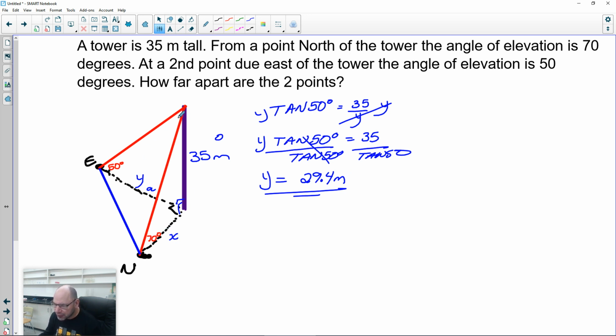Now x is this triangle here, the 70-degree one. So it's still the opposite side, and this is still the adjacent side. So it's another tan. So tan of 70 is equal to 35 over x. Okay, we're going to just multiply by x on both sides to get x tan 70 equals 35. Okay, and then we're going to divide out the tan 70.